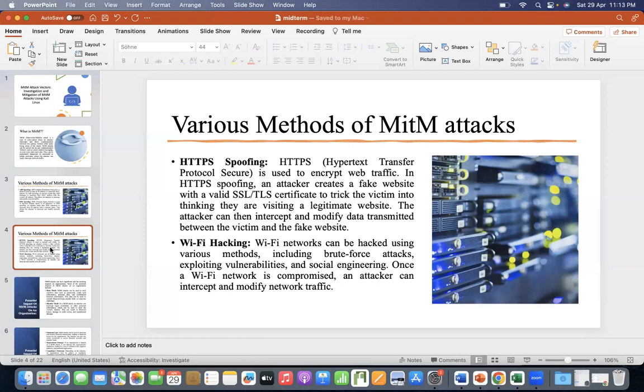And coming to Wi-Fi hacking, Wi-Fi networks can be hacked using various methods like brute force attacks, exploiting vulnerabilities, and social engineering. Once a Wi-Fi network is compromised, an attacker can intercept and modify the network traffic.